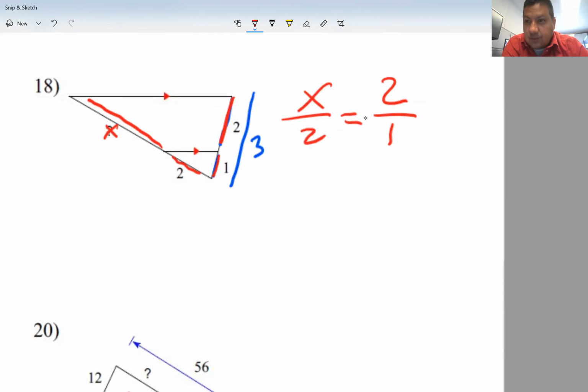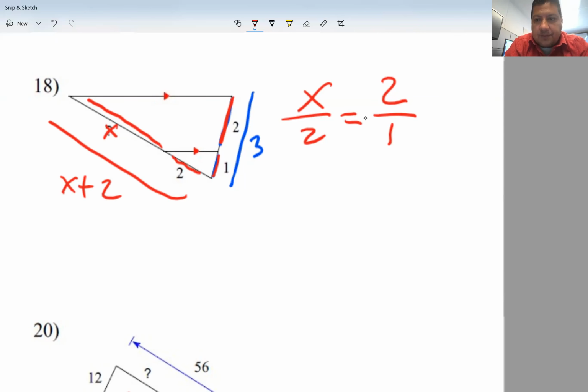I'm not going to use the 3. But like I said earlier, I'm going to have it just in case I need it. Right? 3 is the entire side. 3 will go with X plus 2. The entire side. But I'm not going to use that. All right, so let me cross multiply it. I'm ready to cross multiply it.